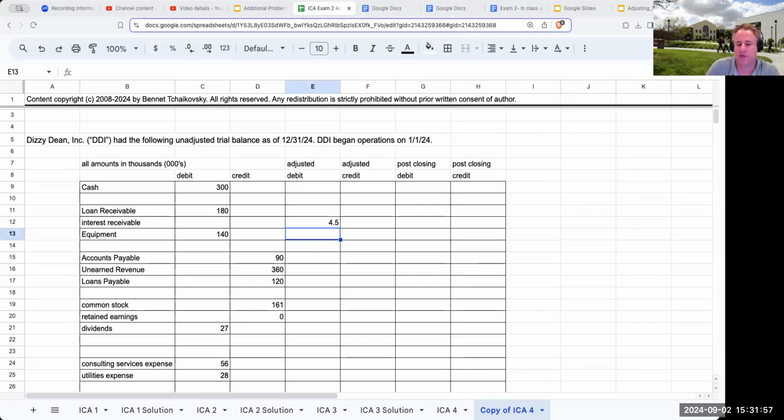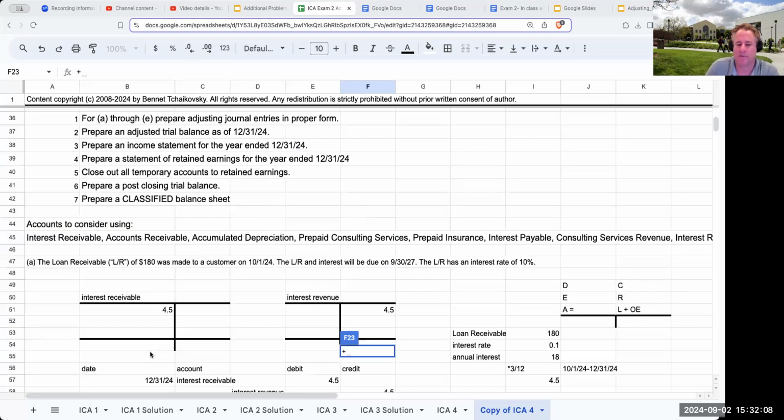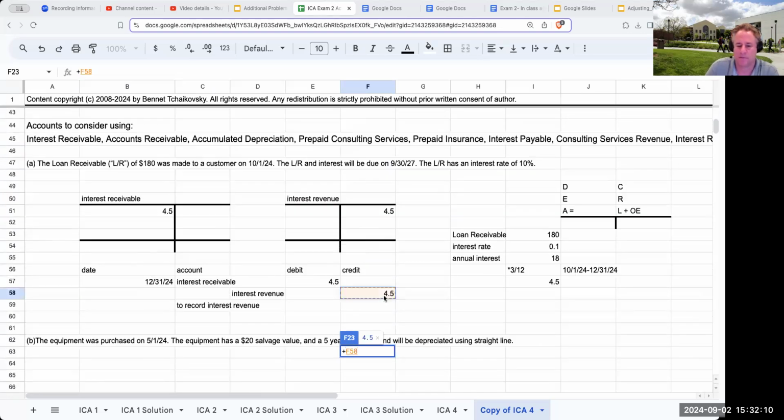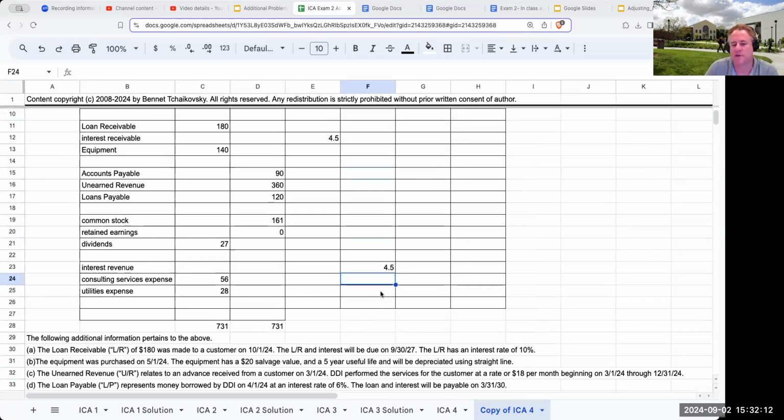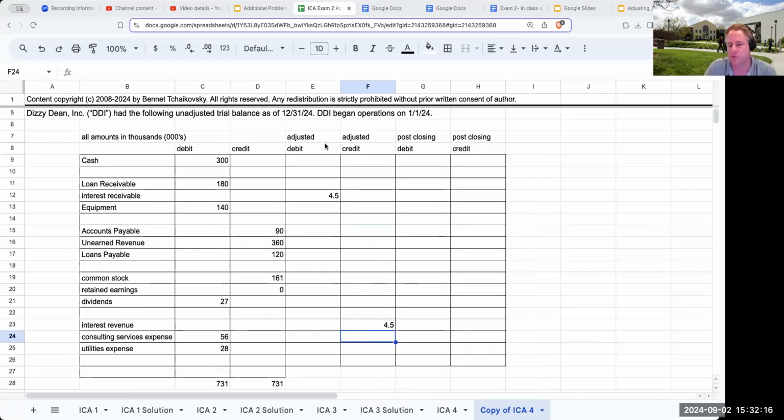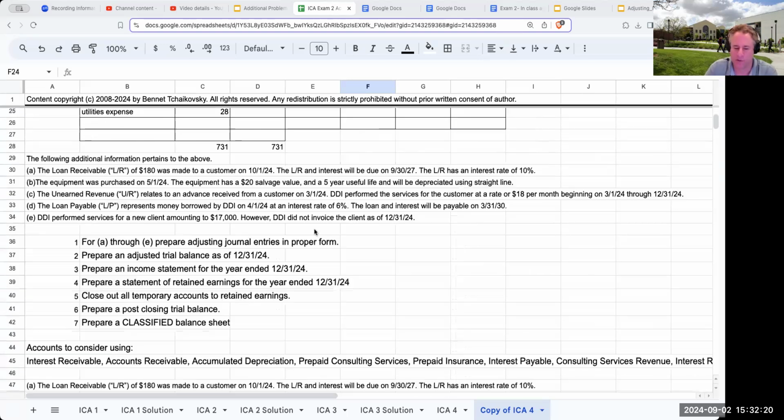And this is going to be an adjusted debit of 4.5. For every debit, I need a credit. I'm going to put down here interest revenue of 4.5. Okay, so I'm just putting that up into the adjusted trial balance, and we'll show you how this works at the very end of this video before we go on to part 2.